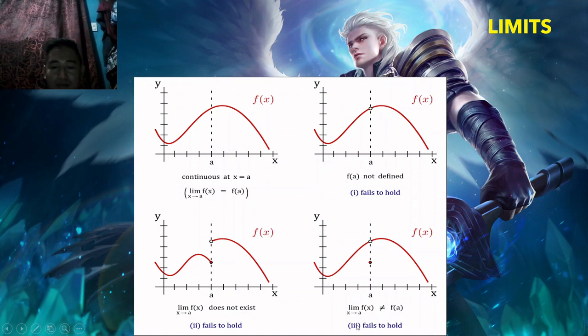Next, class, number 3 fails to hold, because the limit of f of x as x approaches a is not equal to f of a. It is not equal to f of a. This graph, class, is a piecewise function.